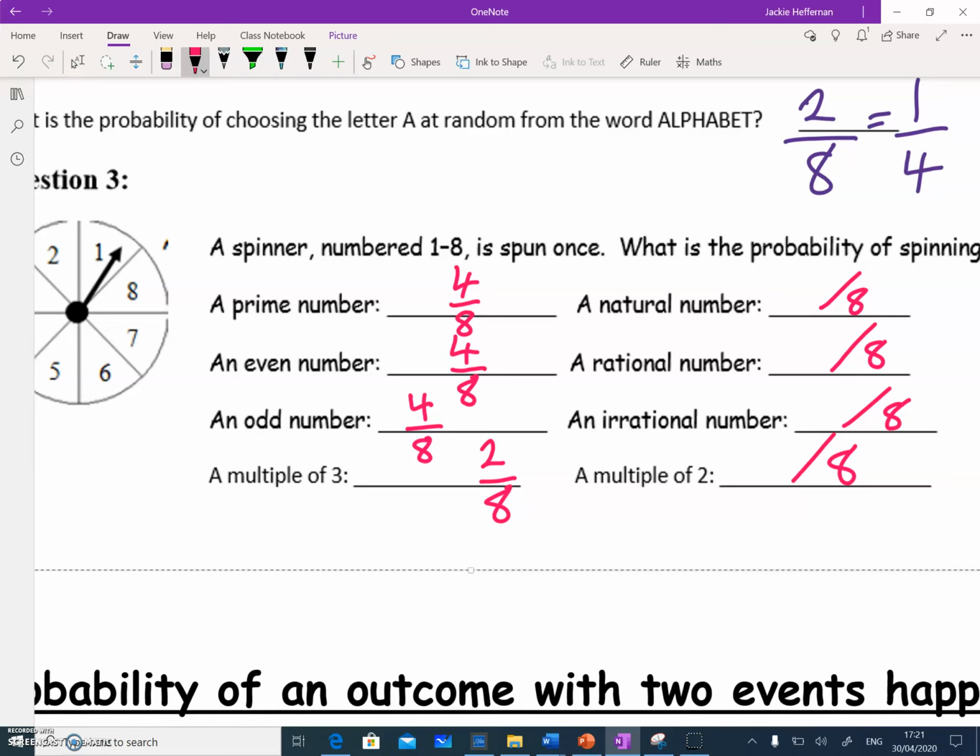Okay, a natural number. They are all natural numbers, so which is 8 out of 8. 8 out of 8 is 1.